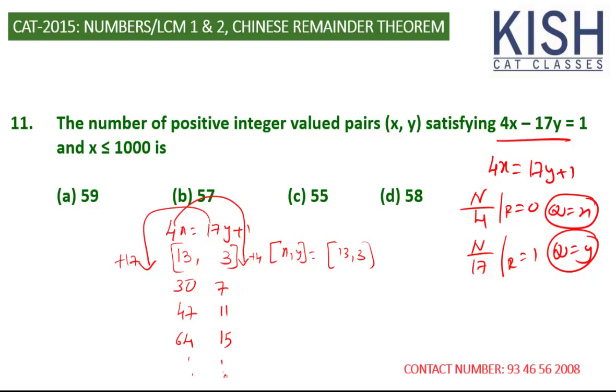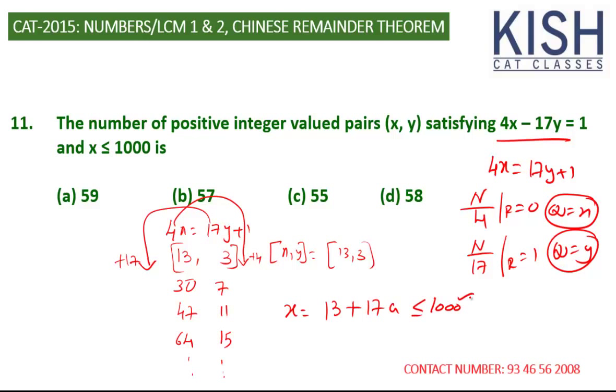Now, however, x is defined. X must be less than or equal to 1000. Now, what we need to do is find the pattern for x. X is nothing but 13 plus 17a format. When a equal to 0, x is going to be 13. When a equal to 1, x is going to be 30. Now, this is less than or equal to 1000.